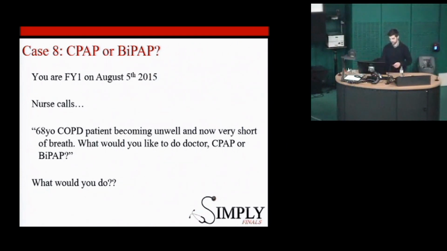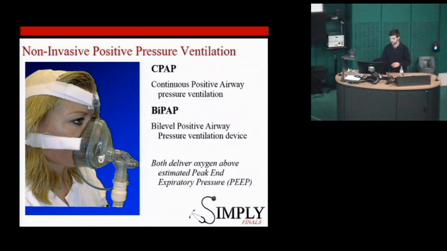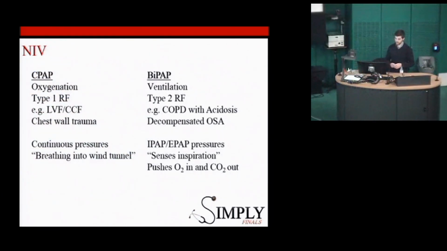You wouldn't just say CPAP or BiPAP over the phone. You go through A, B, C, D, E, look at the notes, see what they're usually on and what the diagnosis is. It's a bit of a trick question, but of course you would get help. The simple explanation: CPAP, continuous, is for an oxygenation problem, i.e. type 1 respiratory failure. It just blows oxygen so you're getting oxygen at all times. BiPAP helps to ventilate, so you're going in and out. So for type 2, COPD patients, you give BiPAP. So the answer would have been BiPAP if you had to choose one.